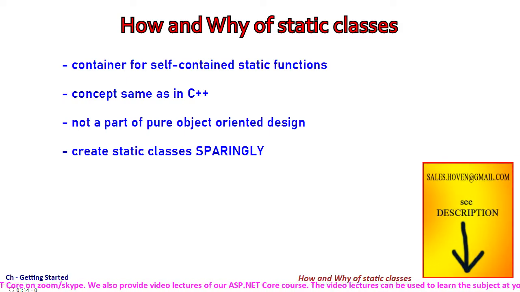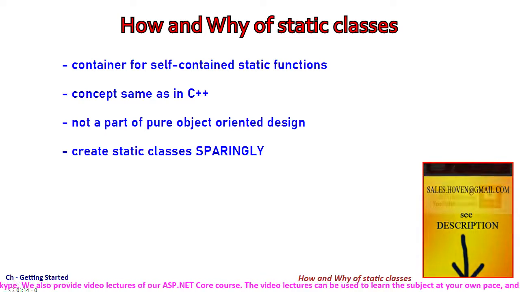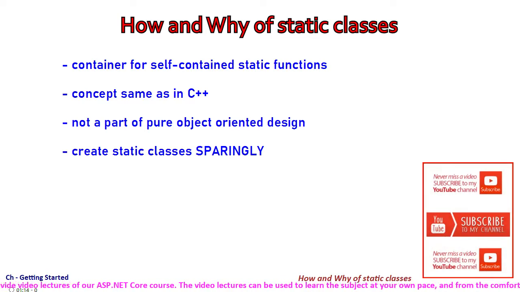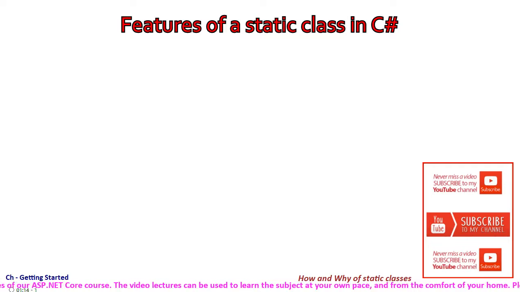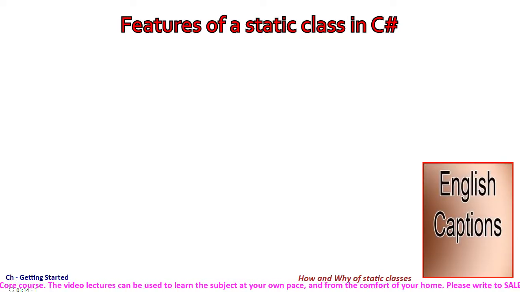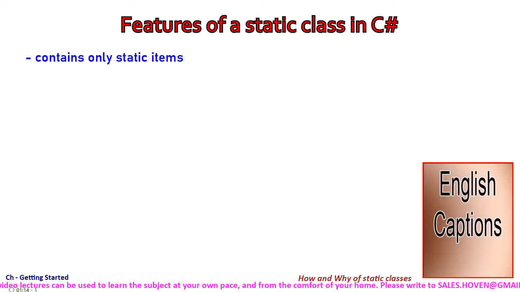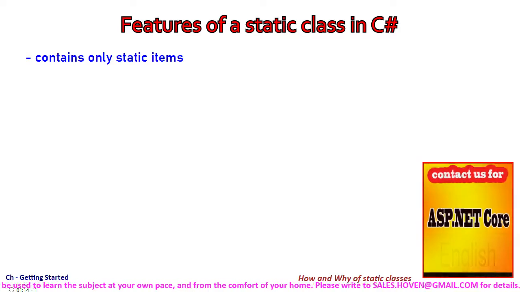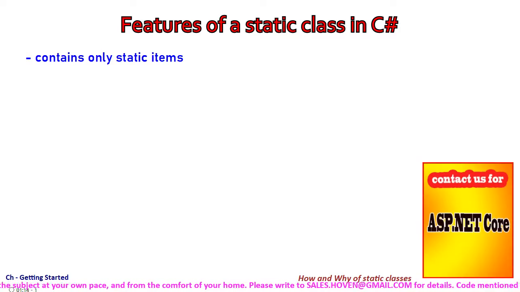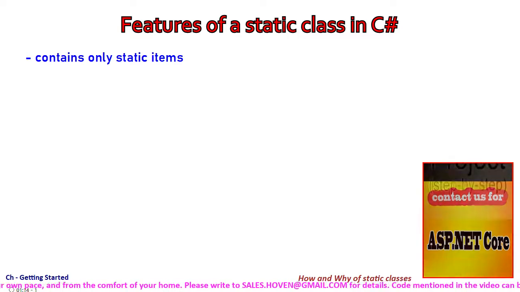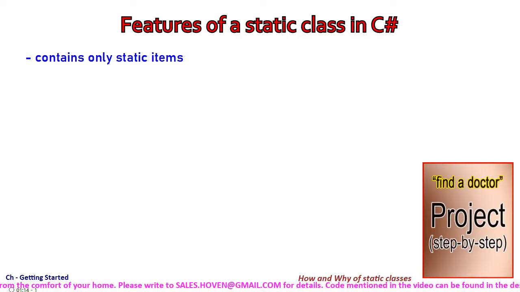In this tutorial, we learn about the features of a static class in C#. So let's first of all get introduced to the syntax of a static class. It contains only static data members, static functions, static properties, or static events. It contains everything static. Once a class is marked static, then it contains everything static.